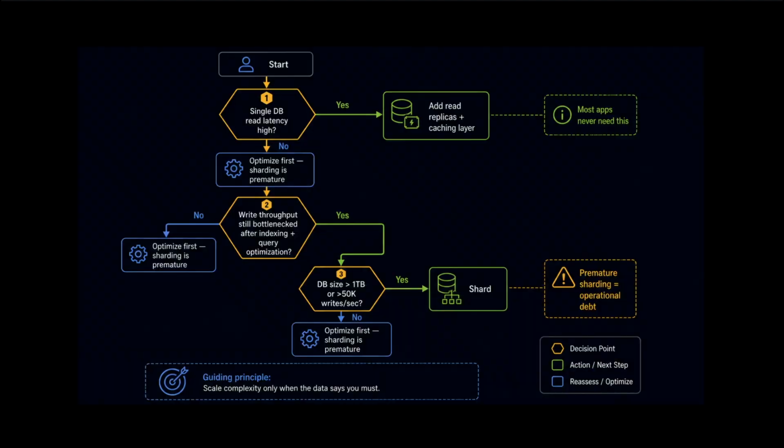Before you shard, work through this sequence. Is your bottleneck reads? Replicas and a caching layer like Redis will fix that without the complexity of sharding. Is it slow queries? Proper indexing, query optimization, and connection pooling first. Are your writes genuinely bottlenecked after all of that? That is, sustained 50,000-plus writes per second, or database sizes above a terabyte on optimized hardware? That's when sharding becomes justified.